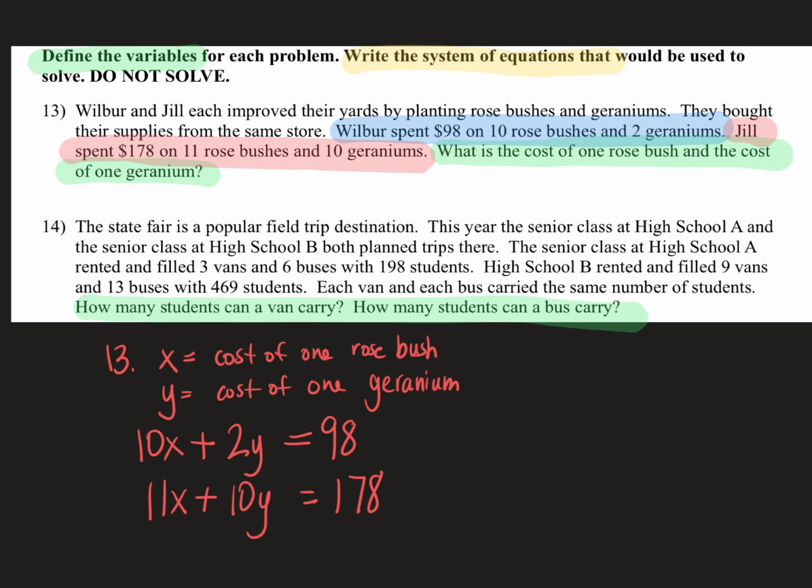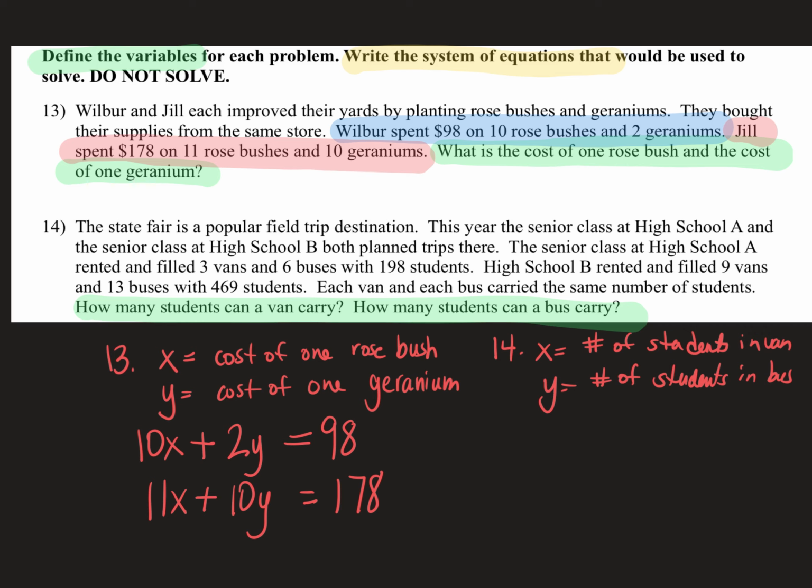For number 14, the first thing I am going to do is define those variables. My x is going to be the number of students in a van. How many students can a van carry? Number of students in a van. That's sufficient there. And then y is going to be the number of students in a bus. So that's my x and my y.